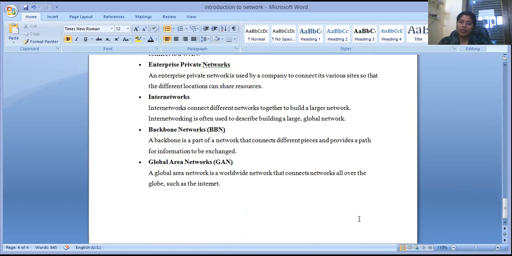And now, if we talk about the backbone network, a backbone network is the part of the network that connects different pieces and provides a path for information exchange. And the global area network is a worldwide network that connects networks all over the globe, such as the internet, which is an example of a global area network. Okay, so this is what I have discussed with you.